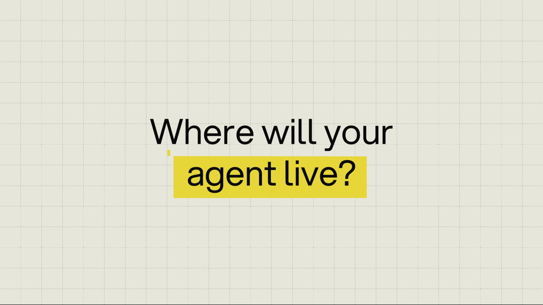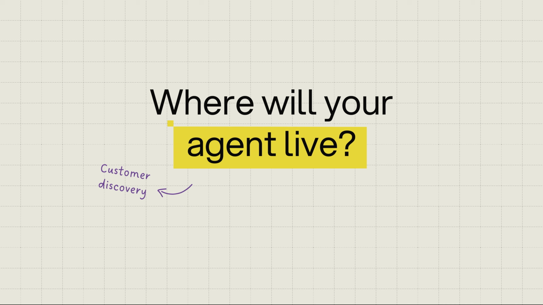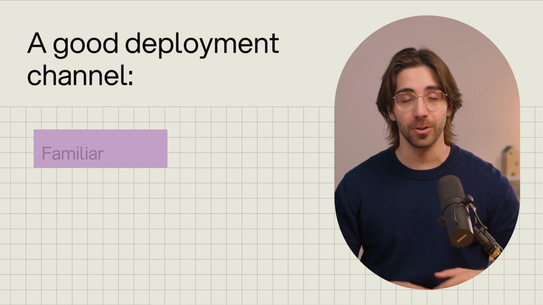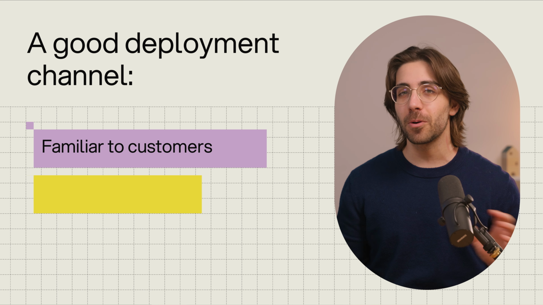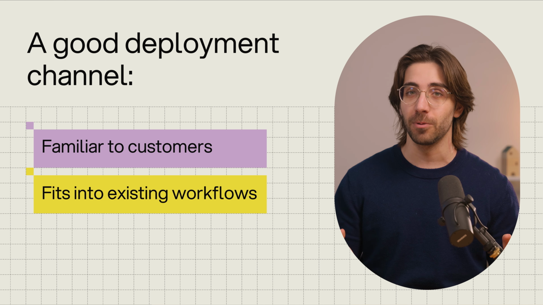Once you know what your agent will do, the next step is to decide where it'll live. This decision determines how your customers find it, how your team manages it, and how well it integrates into your operations. A good deployment channel feels natural. It meets your customers where they already are and requires minimal changes to existing workflows.